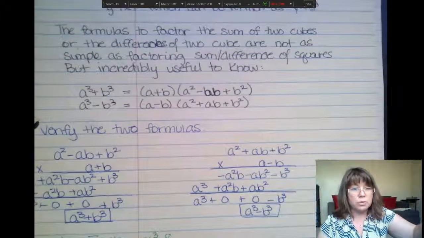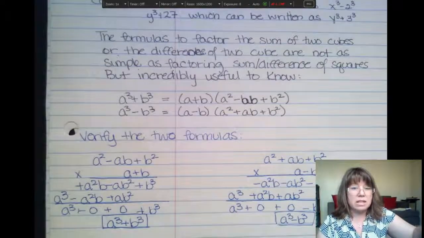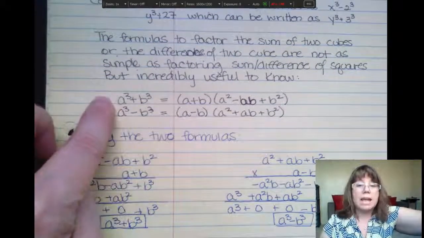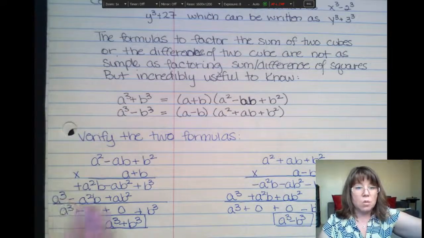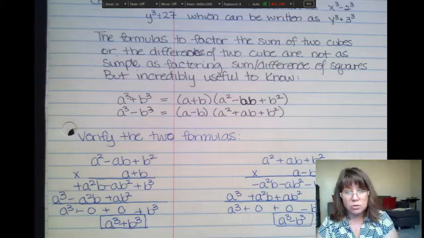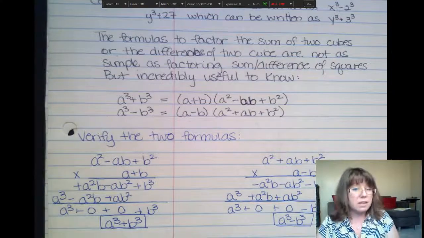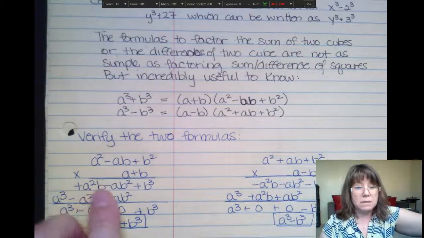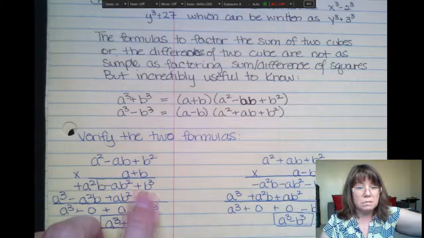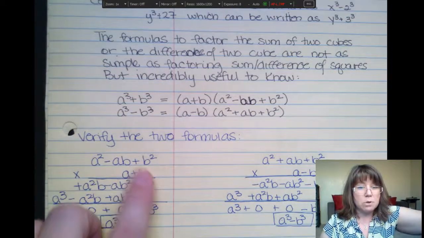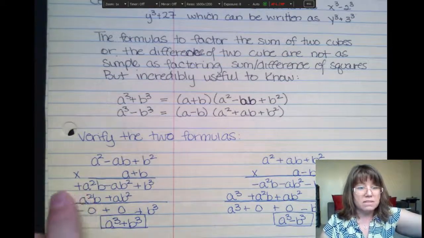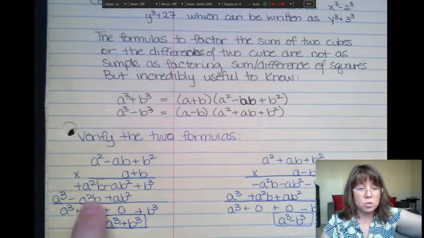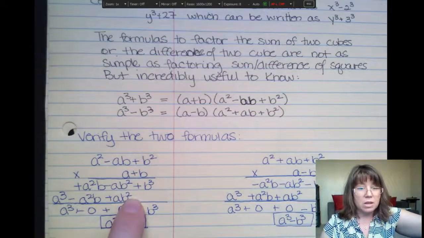So let's start with a cubed plus b cubed. If I do this multiplication using column format, I'm going to take b and multiply it to each one of these terms, and I end up getting a squared b minus ab squared plus b cubed. I'm going to take a and multiply it by each one of these terms, so that gives me a cubed minus a squared b plus ab squared. Those two middle terms drop out because they're opposite signs, therefore leaving me a cubed plus b cubed.